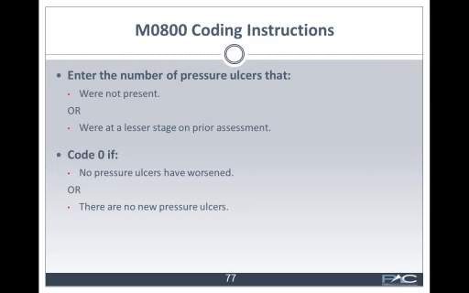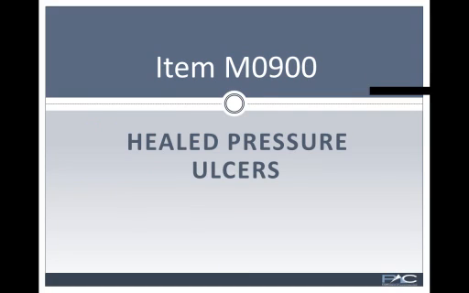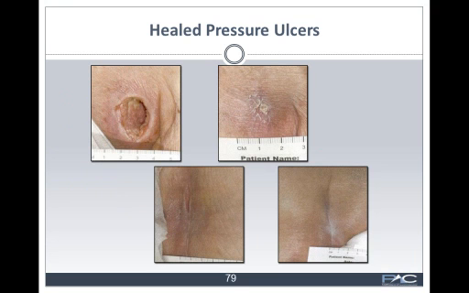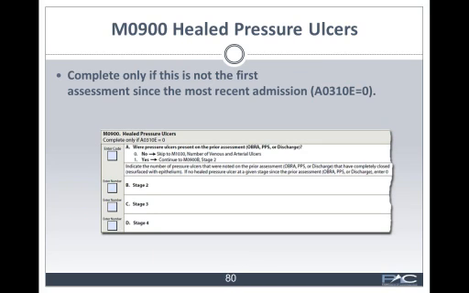So again, this is entering the number of pressure ulcers that were not present or at a lesser stage. You'll see that it doesn't give us guidance if the wound got a little bit bigger, maybe 1 centimeter longer in length or width. Okay, and you're going to code 0 if none of them have worsened or there are no more pressure ulcers present. So again, M800 is really tracking the progression through types of ulcers, not necessarily the size of an existing ulcer. That's something you definitely internally want to track. M900 looks at healed pressure ulcers, okay, and how many at each stage had healed since your prior assessment.